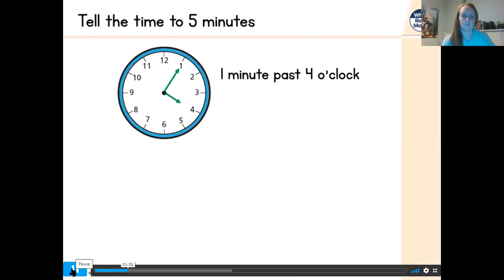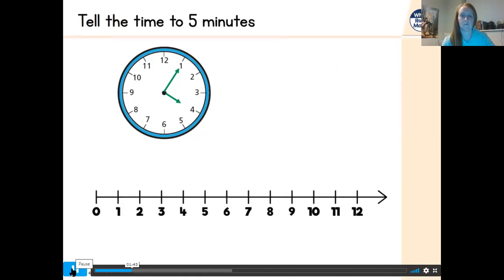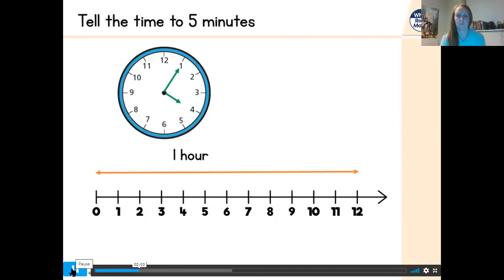What we need to do, and how I tell the time using an analog clock, is I imagine that the intervals around the clock face are a number line. We can see that there are 12 of them. So we'll start at 0 and we'll go up to 12. It takes the minute hand 1 hour to get from the 0 or the 12, from the very top, back round to the 12. To do that journey, which is a circle, not a line, it takes 1 hour. And the key fact to do with time is that 1 hour is equal to 60 minutes.